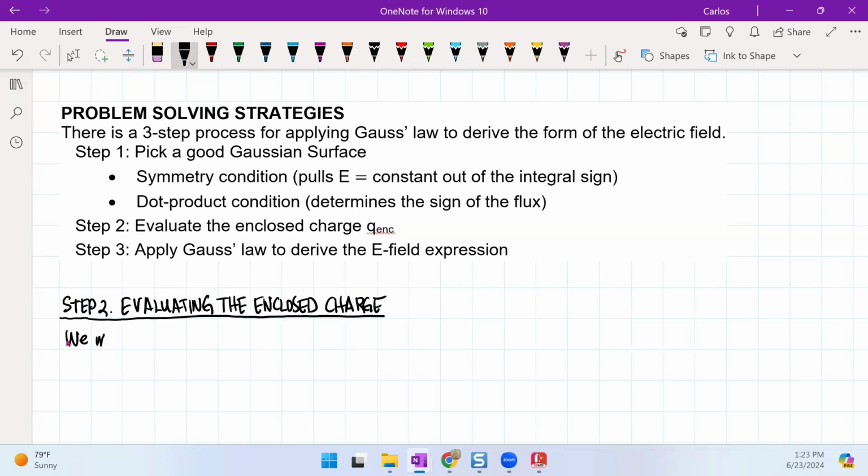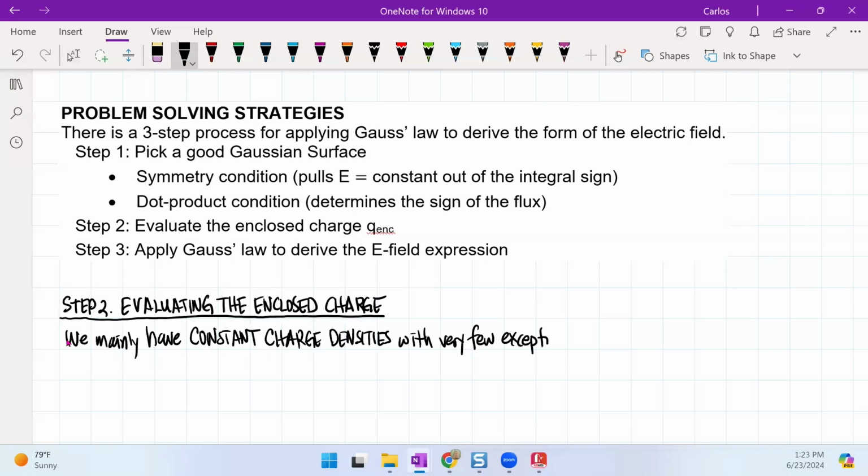We mainly have constant charge densities, with very few exceptions. So I'm going to focus on constant charge densities.